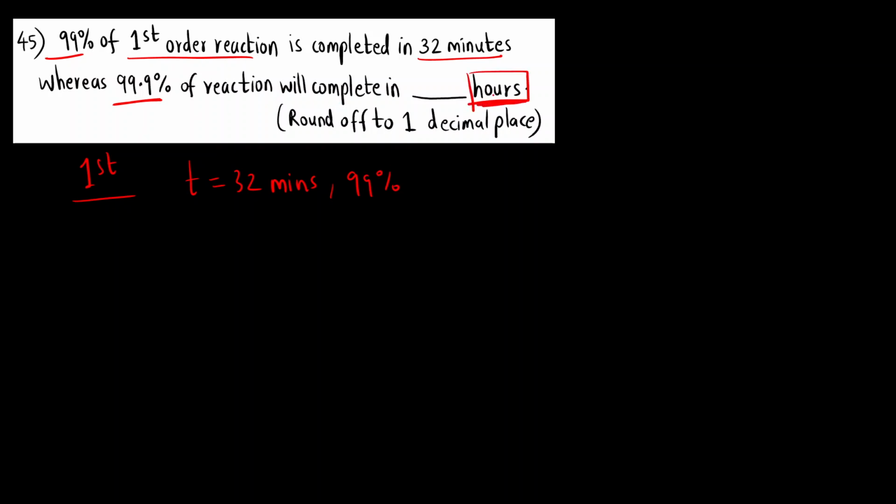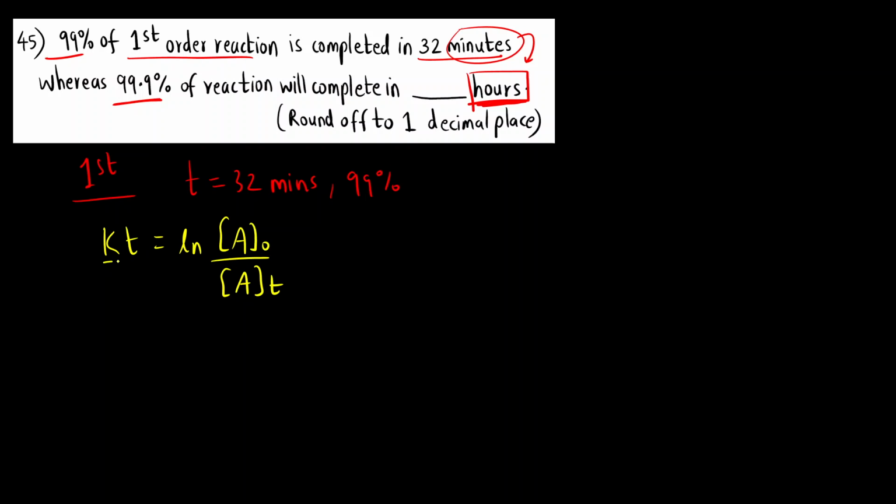Very, very important: check the units. If you have solved blindly and found the value in minutes and substituted, then your answer is going to be wrong. So first we have to use the first order kinetics formula. What is that? kt is equal to ln A0 by At.